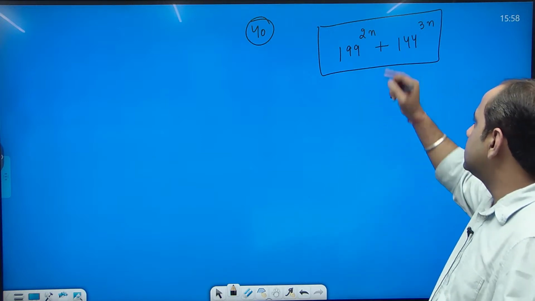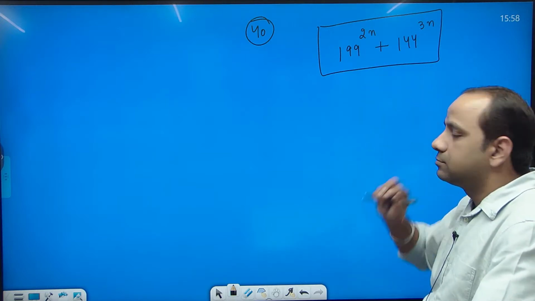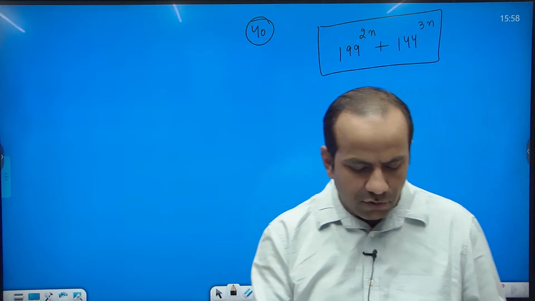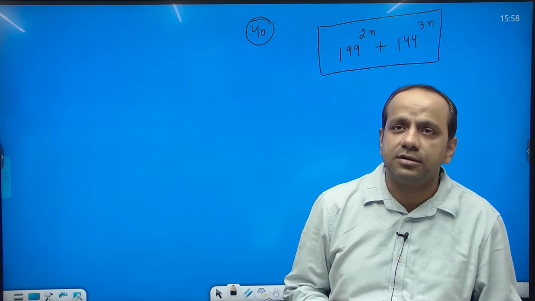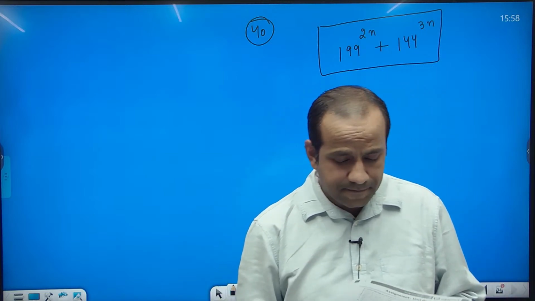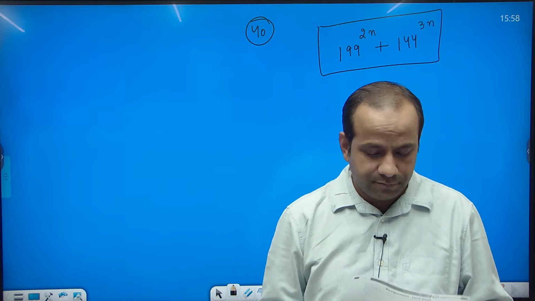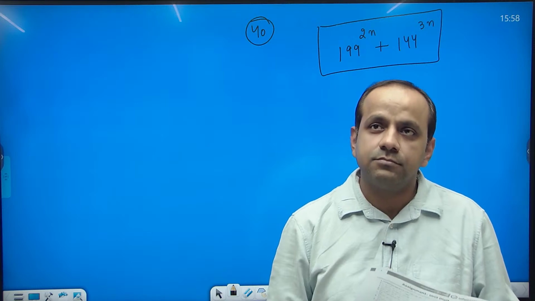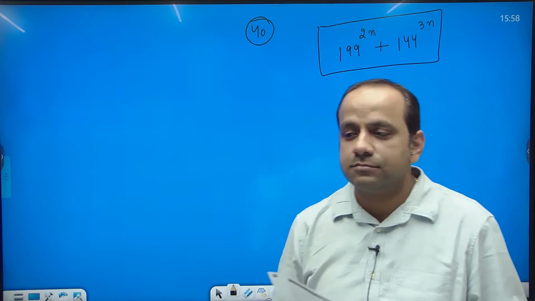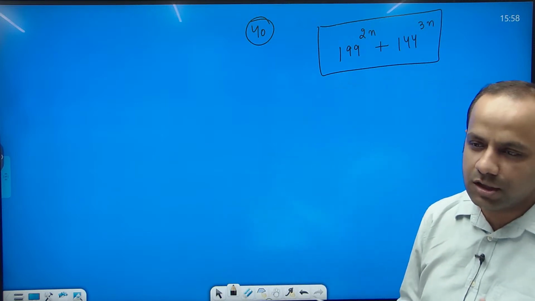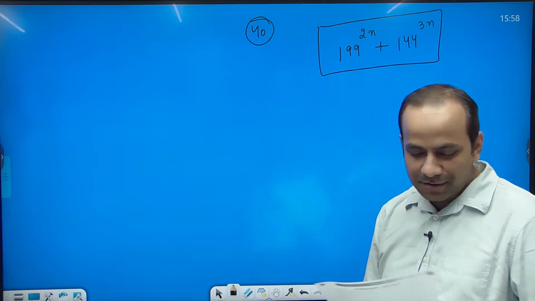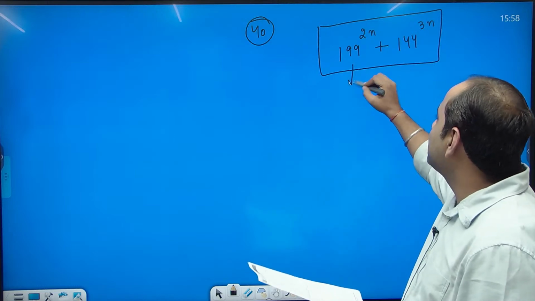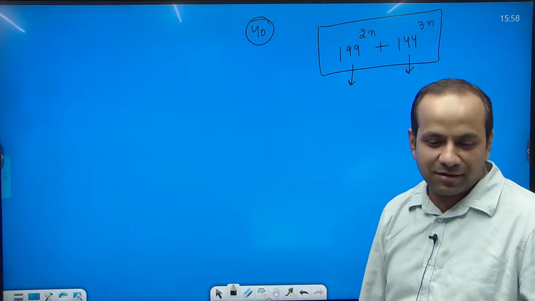We need to find the unit digit of this. Question number 40. Comment your answer out of A, B, C, D. What should be the answer? It will be 3 and 7, 7. If not, then only one answer will be correct. I can make both of you happy, but only one answer is possible. 199 to the power 2n, 144 to the power 3n.